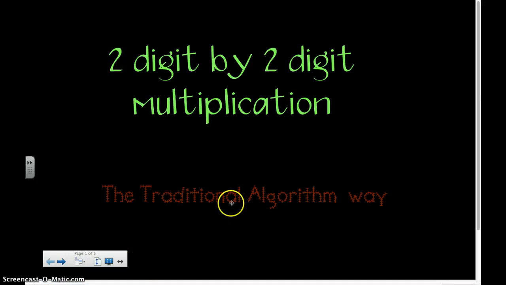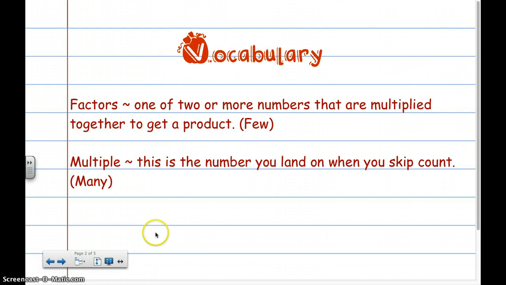Welcome to our second round of two-digit by two-digit multiplication the traditional algorithm way. Here's the vocabulary. I know it's the same as last time, but you really need to understand this vocabulary and make sure that you give an example and a non-example of this.